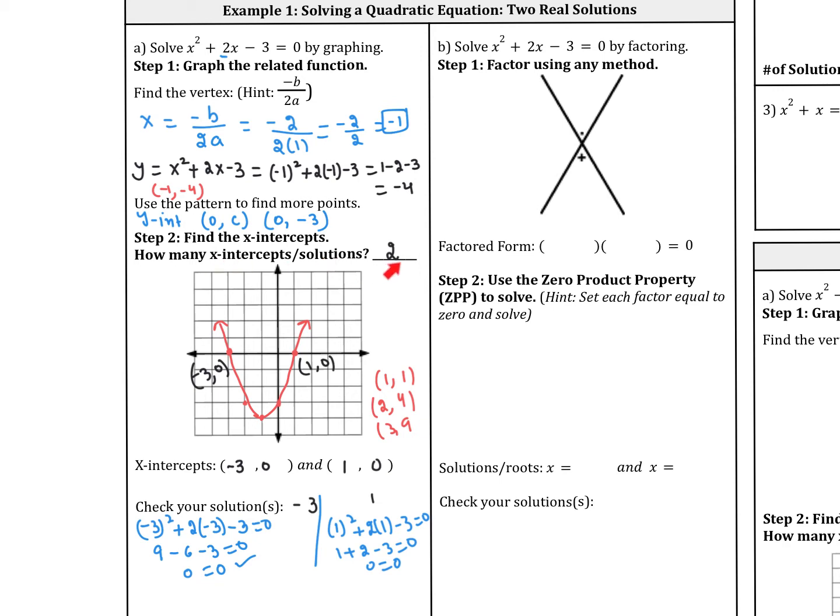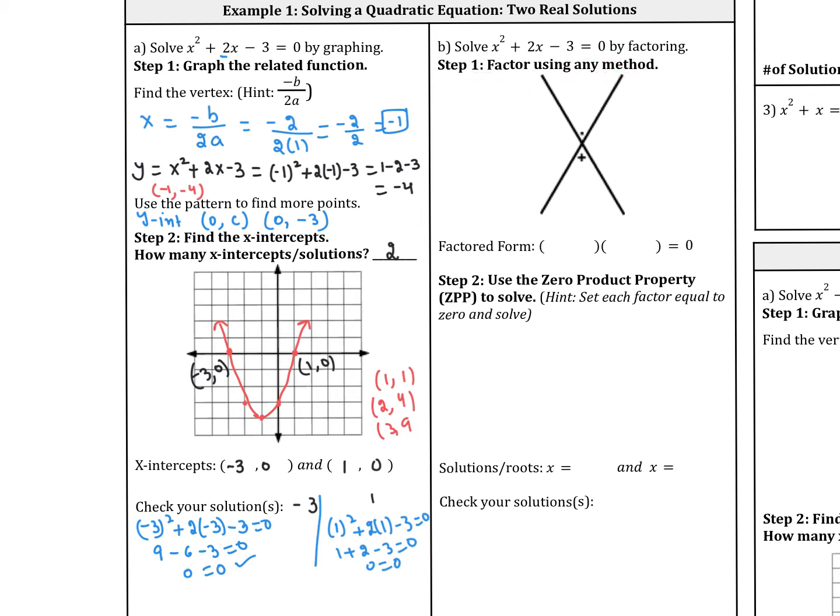There are two solutions, and those solutions are -3 and 1. And if you want to write those solutions in the x-intercept form, then you can write it in a point form like that. Next we are going to do the B part of it. Solve x squared plus 2x minus 3 equals 0 by factoring.